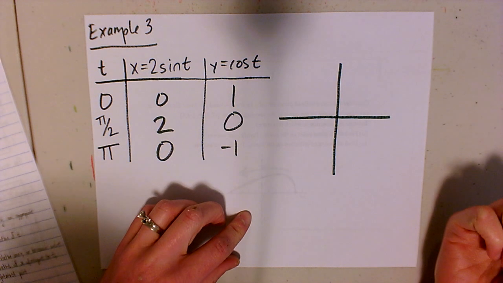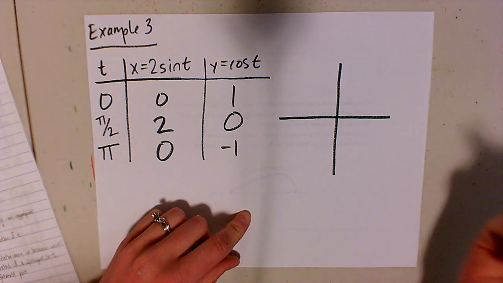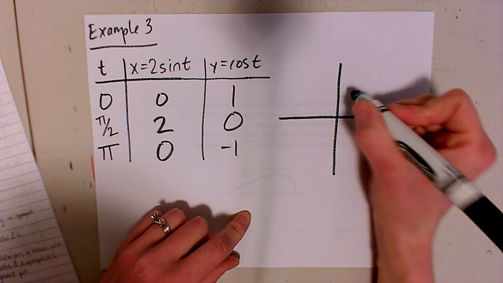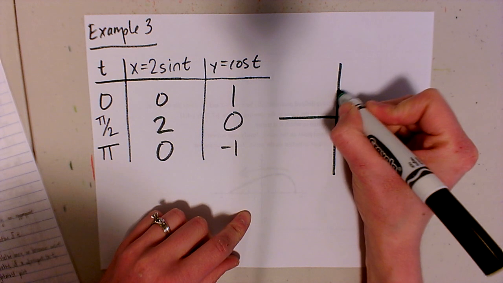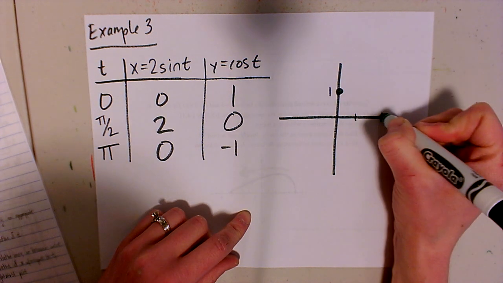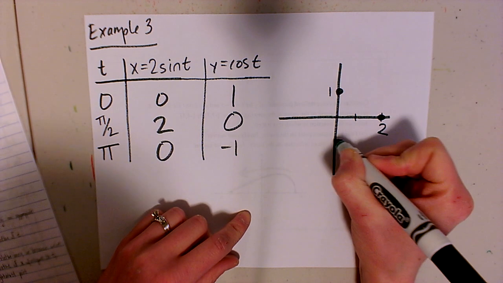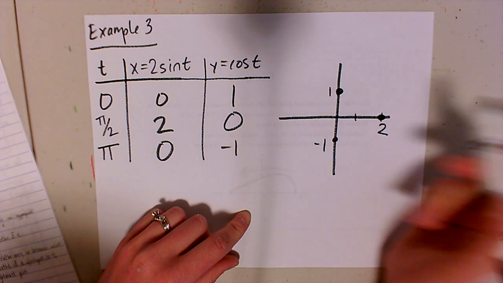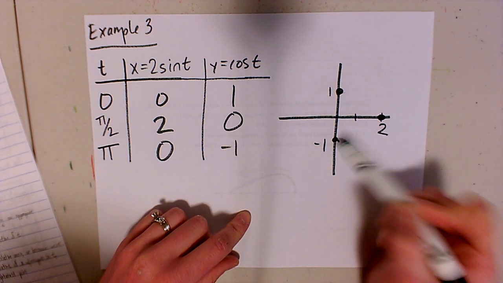Okay, and then we can go ahead and plot these values. So my first point will be 0, comma 1, and that's about here. And then I'll have 2, comma 0, which will be here, and then 0, negative 1, which will be here. So we started here and we ended up here.